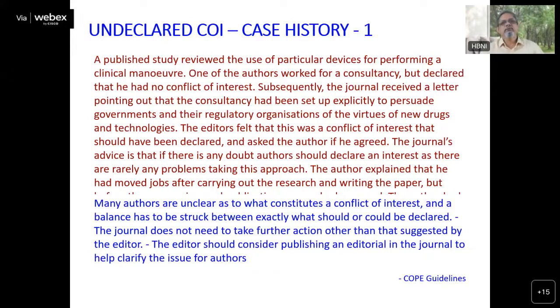See, many authors are sometimes unclear about what actually constitutes a conflict of interest. They may not be aware about it at all. They may be happily working for someone else, but they may not be aware that it actually constitutes a conflict of interest. So a proper balance has to be struck between what exactly should or could be declared. The journal need not take any further action other than what was suggested by the editor here. And you should consider publishing an editorial in the journal to help clarify the issue for all such authors who are unsure about what a conflict of interest is.